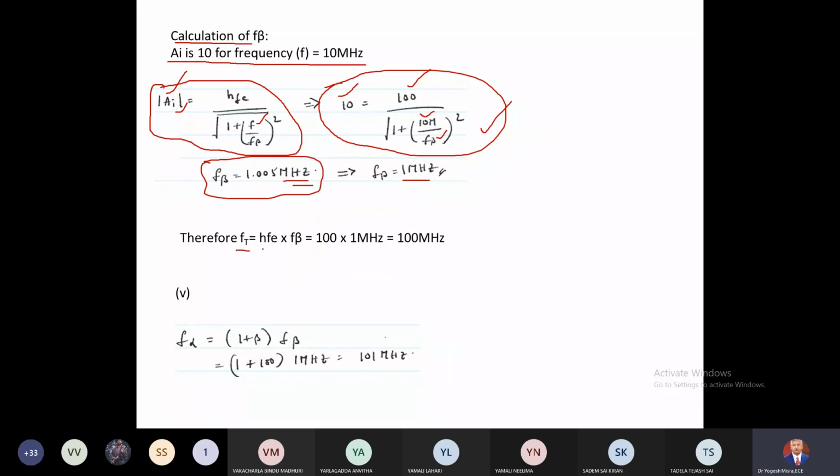Therefore FT is HFE multiplied by F beta. HFE is 100 multiplied by 1 megahertz, so it is 100 megahertz. See here, FT is 100 megahertz, whereas F beta is 1 megahertz. Already I said that FT is always greater than F beta.